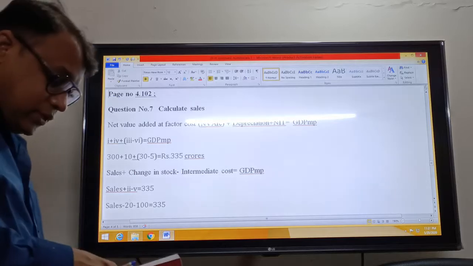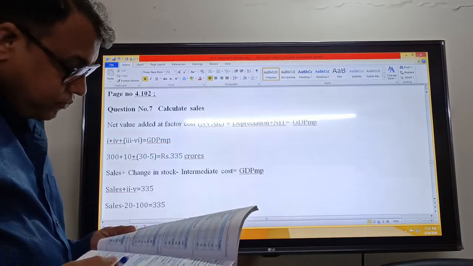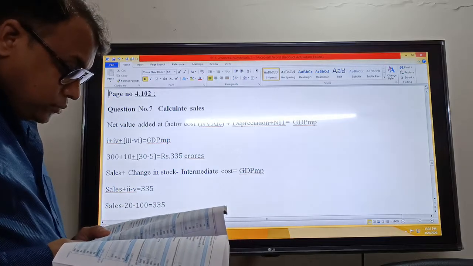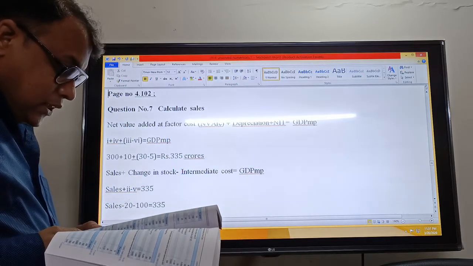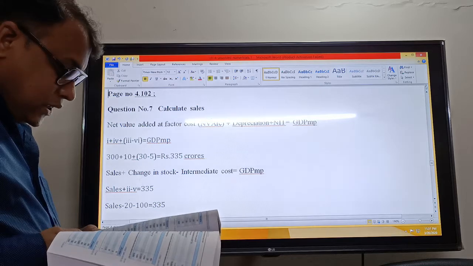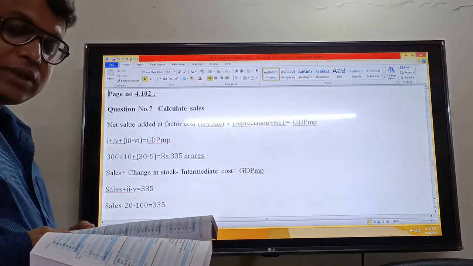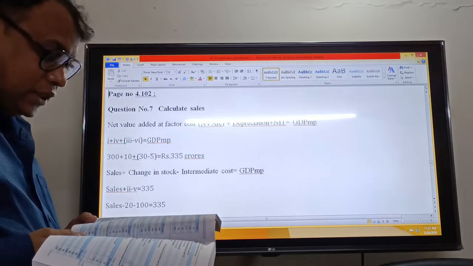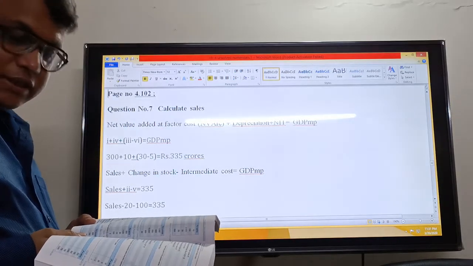In this question I read the statement. Please you also check in your book. Question number 7. What is given? NVFC, net addition to stocks, that is change in stock. GST, that is IT. Depreciation, intermediate consumption and subsidy.